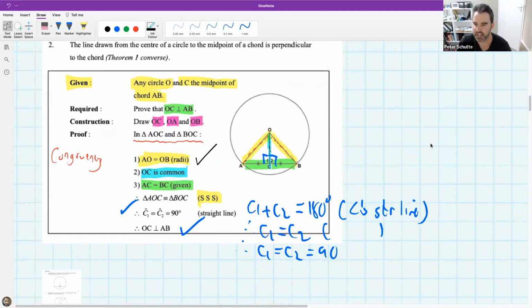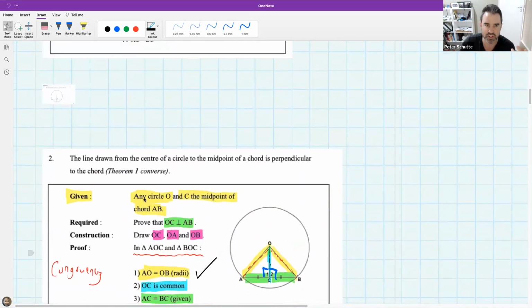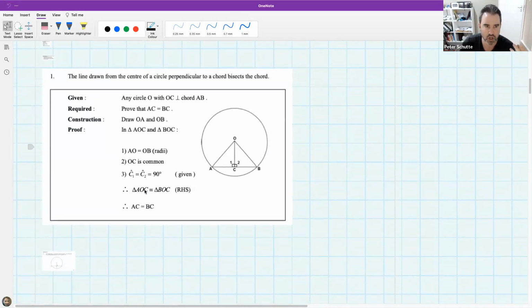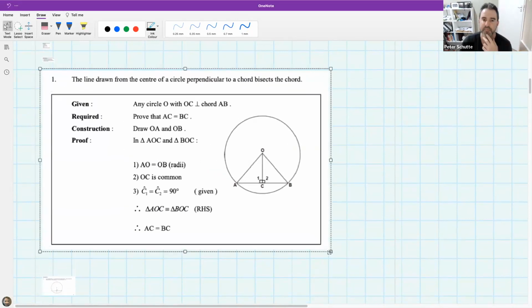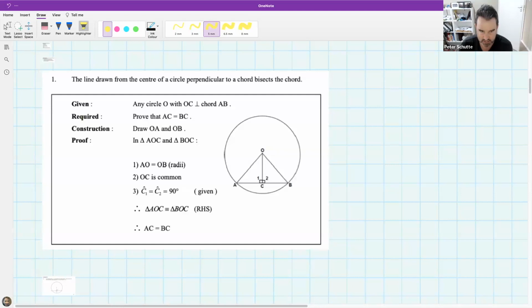Okay, let's try another one, because the way to get good at this is just to see these ones, and you'll see the pattern. Let me show you this one. This one is slightly different, but it's also got the same ideas. Notice the subtle differences. It says you're given any circle O with OC perpendicular to the chord AB. So this is what you're given. You aren't given any midpoints, you're just given that that is perpendicular to that.